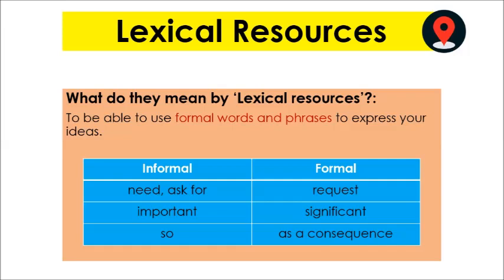So let's take a quick look at what's informal language in comparison to formal. Over here in the chart, you can see some frequently used words or phrases that people like to use instead of formal. So, for example, need or ask for can become request. Important, which is a very common word that everybody uses, as a formal way of using it, significant. And a transitional word that is commonly used as well, so, can be replaced by as a consequence or consequently.